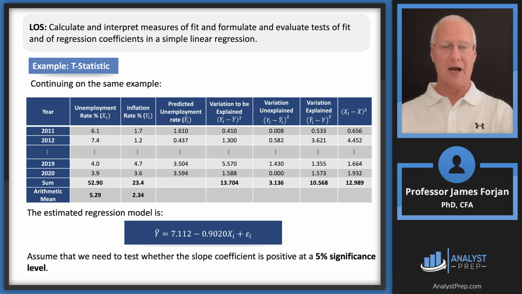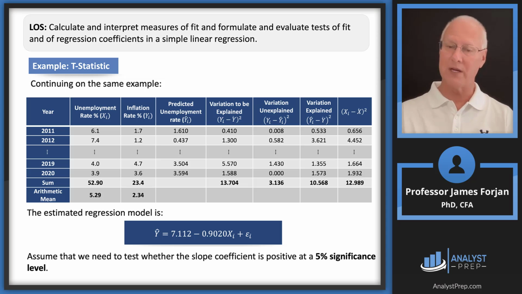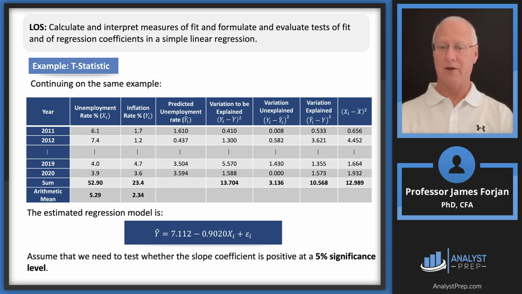So in the blue down at the bottom, there is the regression model, 7 minus 0.9, plus that error term out there. So we need to test whether that slope coefficient is positive. That's critical there at the 5% significance level. So look at the slope coefficient. It's a minus 0.9. We want to test whether it is positive. We could test whether it is negative. We could test whether it equals 0. We could test whether it equals a -1 or a +1 or a -10.